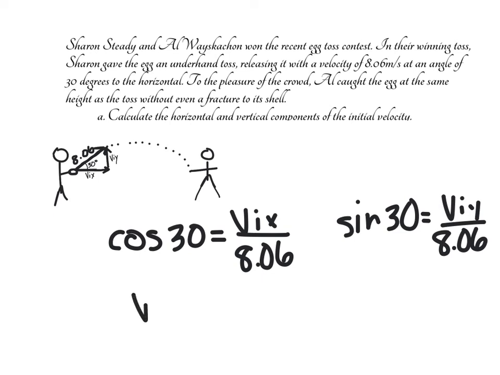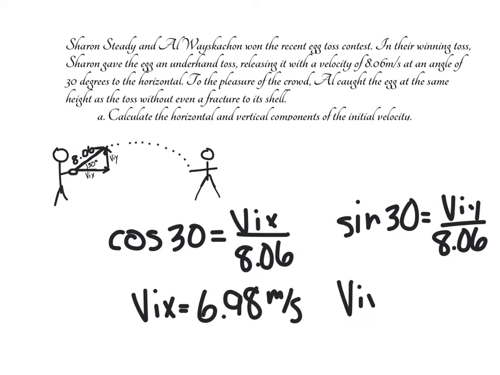So the VIX is 6.98 meters per second. My VIY is 4.03 meters per second. And after this, at no point will I ever use that 8.06 velocity again. I'm always going to use my VIX or my VIY.